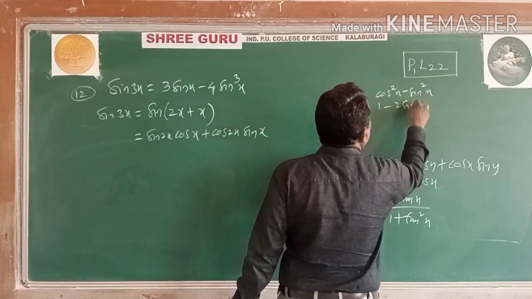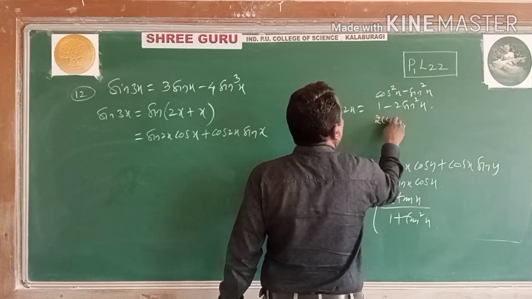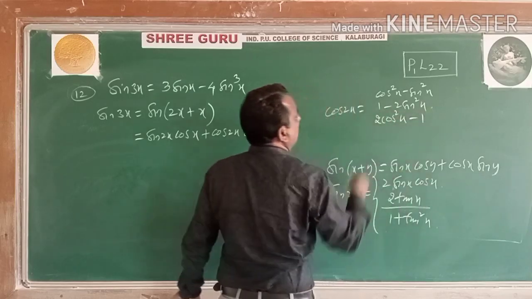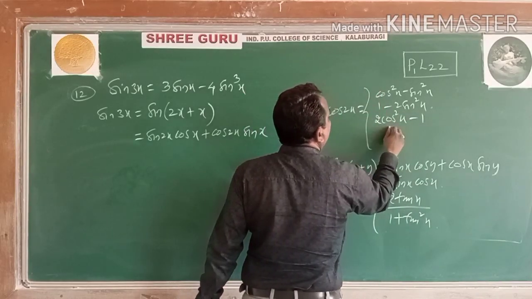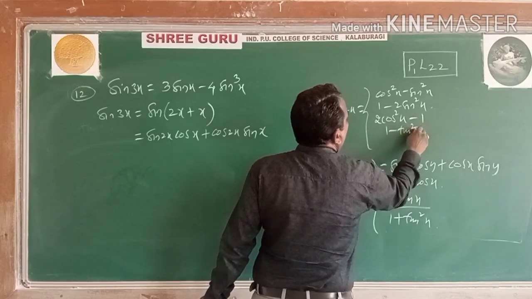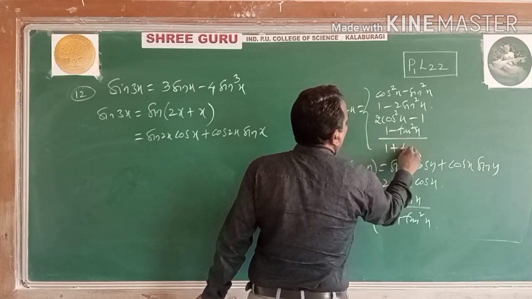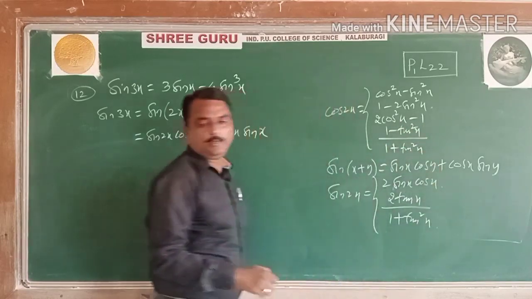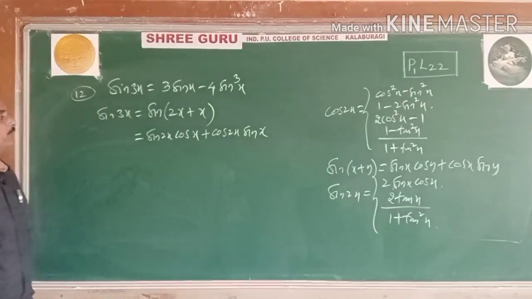Cos 2x: here I will write cos square x minus sin square x, which in terms of sin is 1 minus 2 sin square x, in terms of cos is 2 cos square x minus 1, and in terms of tan is 1 minus tan square x divided by 1 plus tan square of x.